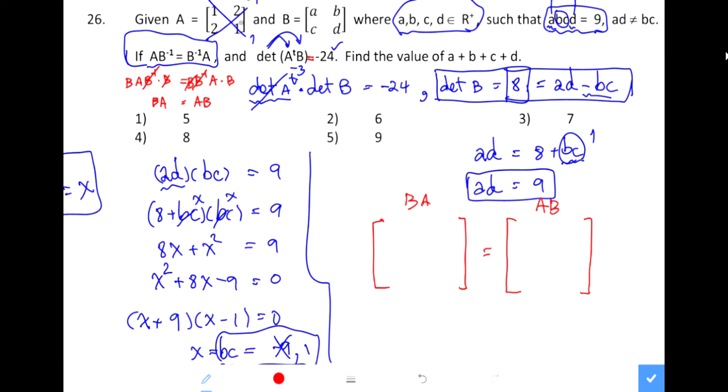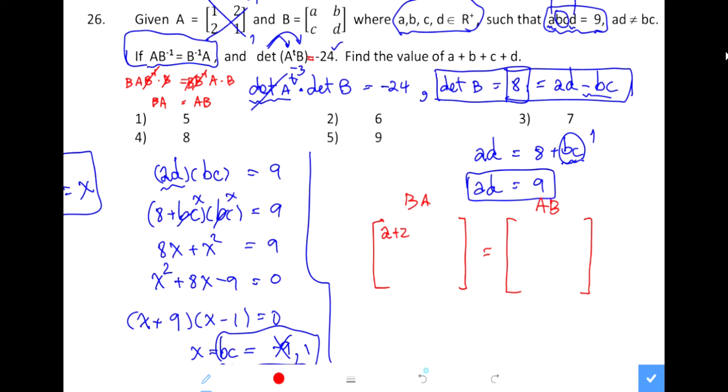So let's go back there. This is our A and that is our B. Let's find the first element here. The first element is going to be the result of 1 times A plus 2 times C, that is A plus 2C. A plus 2C.